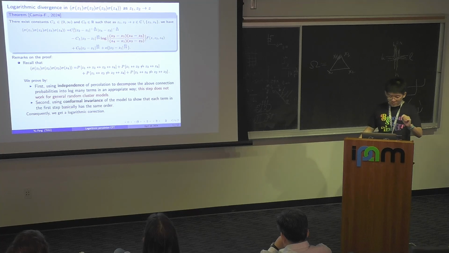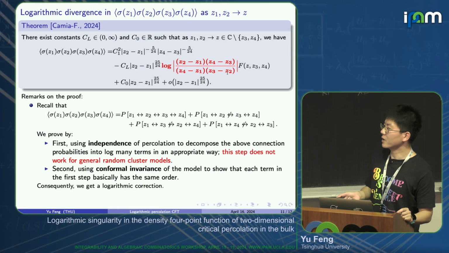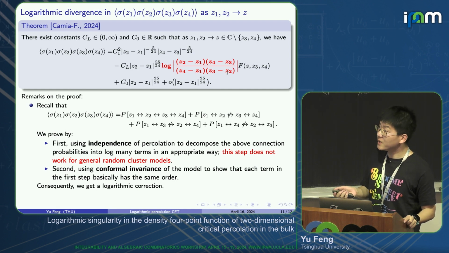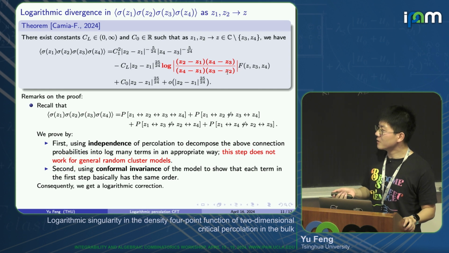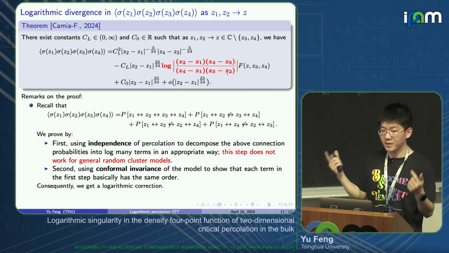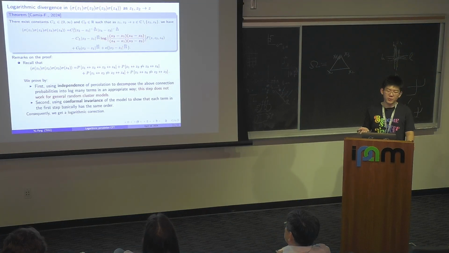Yeah. Here are several remarks about the proof. I talked about the proof last week. So recall that the spin correlation could be expressed as a linear combination of connection probabilities. And in the first step of our proof, we use independence of percolation to decompose those connection probabilities into logarithmic terms in some way. And this step only works for percolation because at some places, independence is crucial. And in the second step, we use conformal invariance of the model to show each term in the first step basically has the same order. So when you add them up, you see a logarithmic correction. And at least for percolation, this argument could be used to analyze other observables to get logarithmic correction.